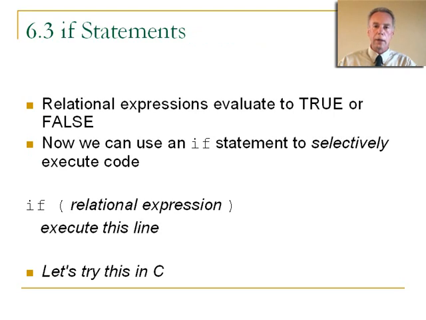Okay, now let's look at the if statement in C. We have relational expressions that we create using the relational operators, and they will evaluate to true or false. So we're going to look at how to make an if statement to selectively execute some code. So here's the general form. We use the keyword if, lowercase as usual, and then a relational expression inside of parentheses. So if something is true, then do this. Let's try this in C code.